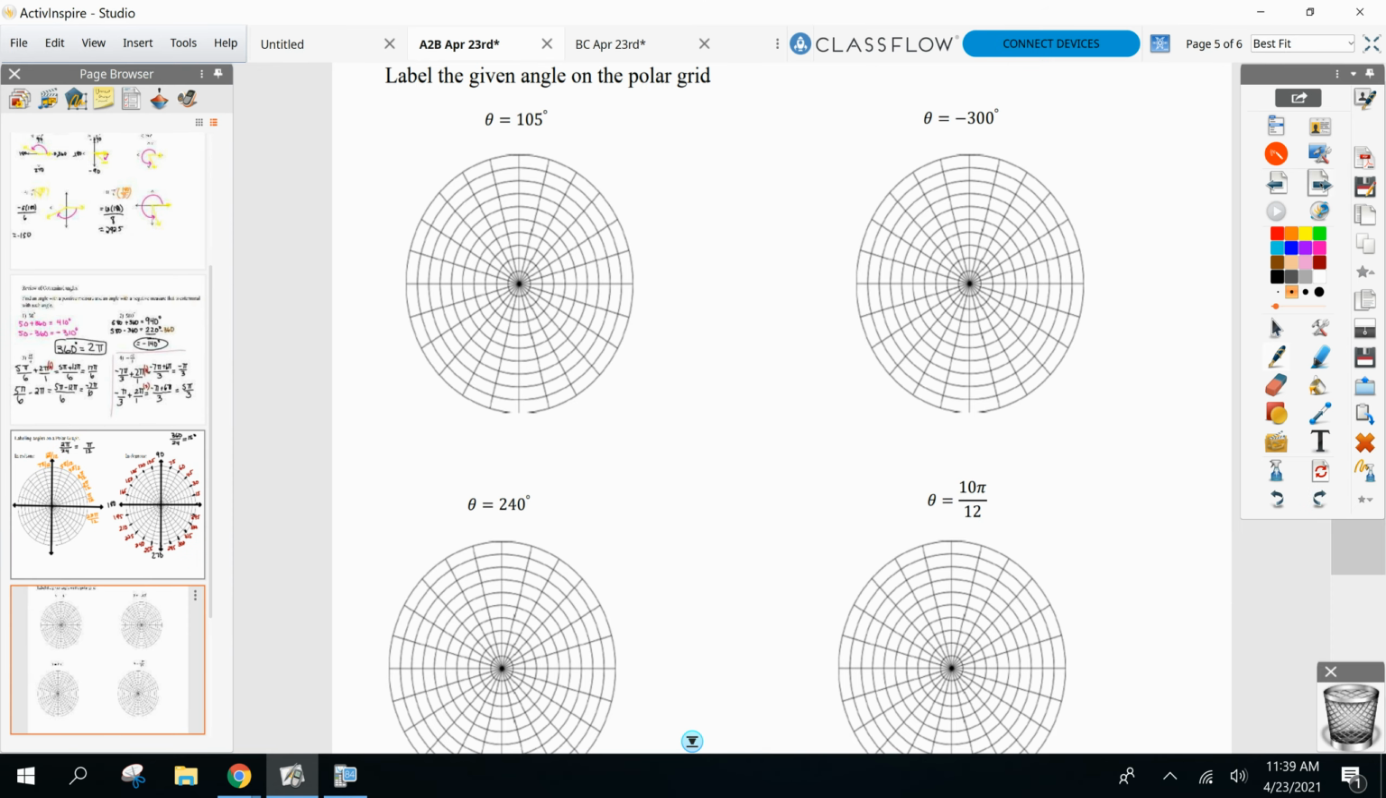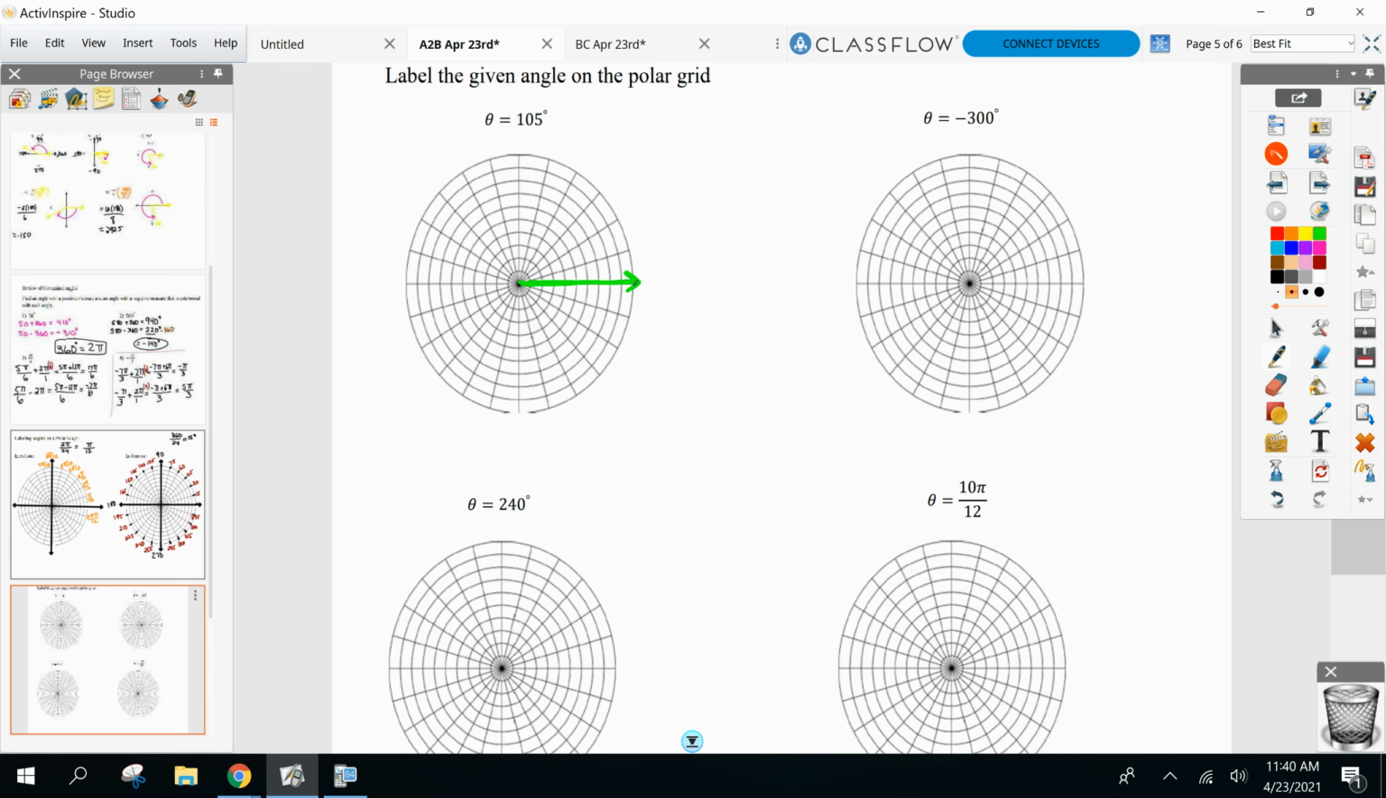All right, let's do this. Graph 105 degrees on this grid. 105. First thing, the one side of your angle is still going to be on the positive side of the x-axis. That's not going to change. It's still going to be right here at 0, positive side of the x-axis.